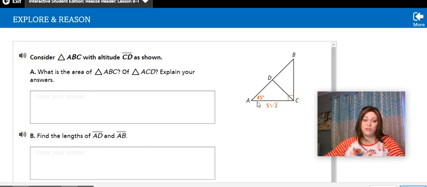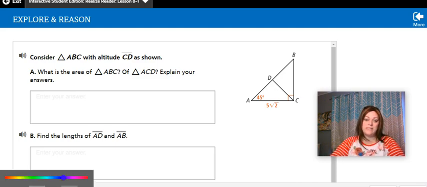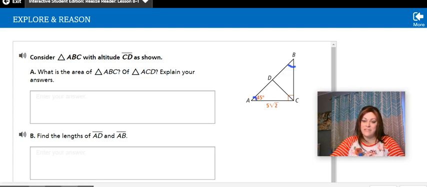What is the area of the total triangle ABC, and of ACD, this smaller triangle, and explain your answers. So first of all, this is a 45, 45, 90 triangle, which means that if one of the angles is 45, the other one has to be 45 because they have to total 180. So whatever this side is, 5 square root of 2, this would be exactly the same, 5 square root of 2. And hopefully with that information, you can find the area. And just as a reminder, area of a triangle equals 1/2 the base times the height.